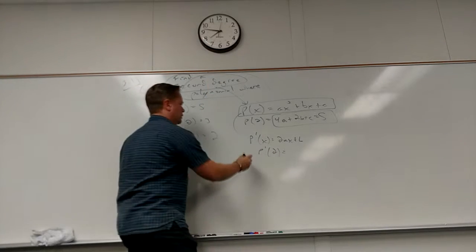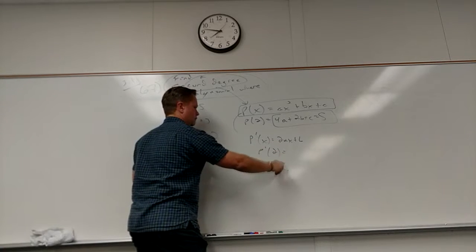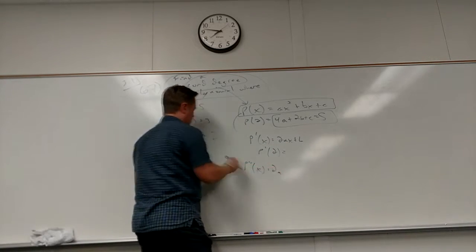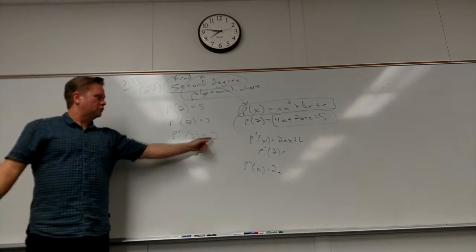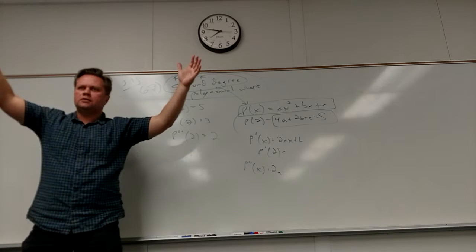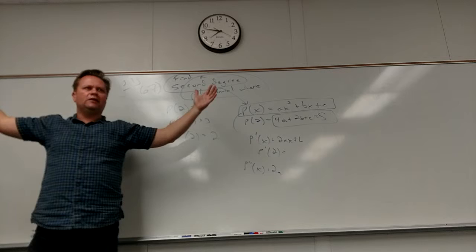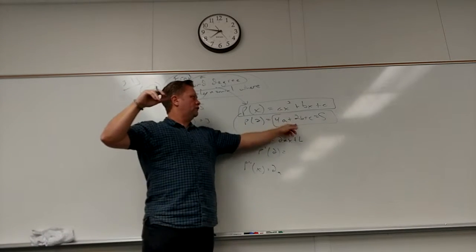The beautiful thing is, what's P double prime? 2a. And so when you plug a 2 in, it doesn't matter, there's no x left. It's supposed to equal 2. You know what a is. So it's not even a real system of equations, right? You don't have to make a matrix or anything. Because I'm going to know a, then back here I'm going to be able to figure out what b is, and then up here I'm going to figure out what c is.